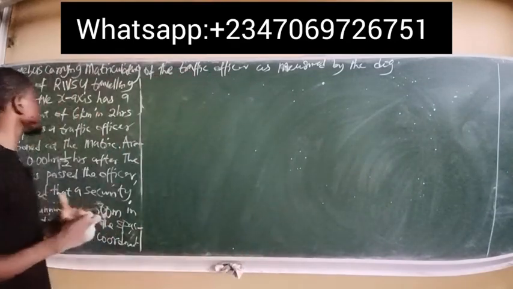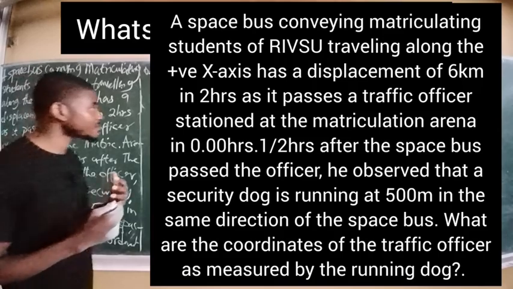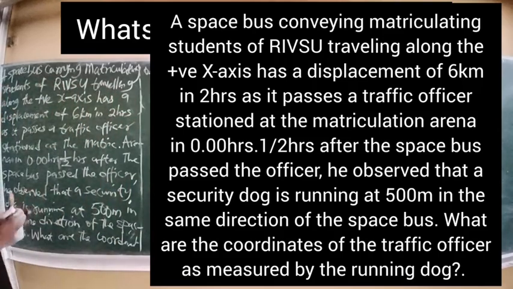Let's consider the question on the board. A space bus conveying matriculating students of RIFSU traveling along the positive x-axis has a displacement of 6 km in 2 hours as it passes a traffic officer stationed at the matriculation arena in 0.00 hours. Half an hour after the space bus passed the officer, he observed that a security dog is running at 500 meters in the same direction of the space bus. What are the coordinates of the traffic officer as measured by the running dog?